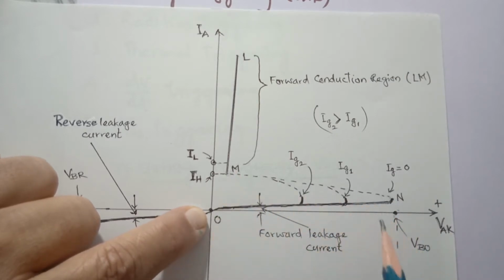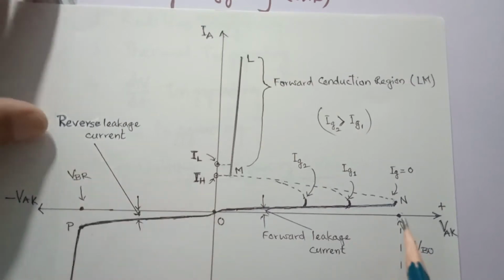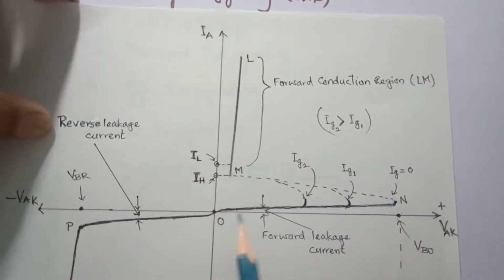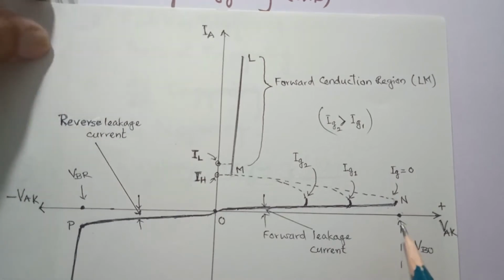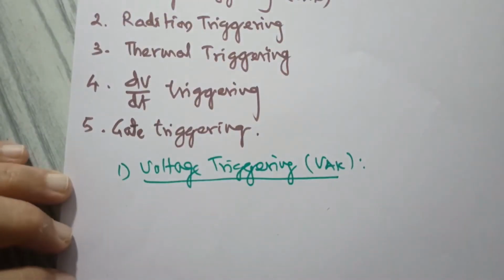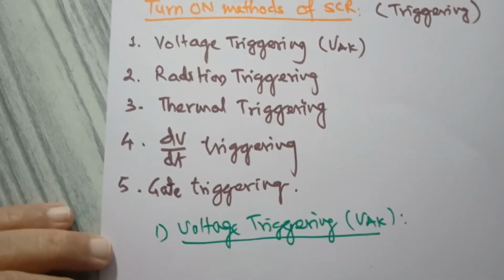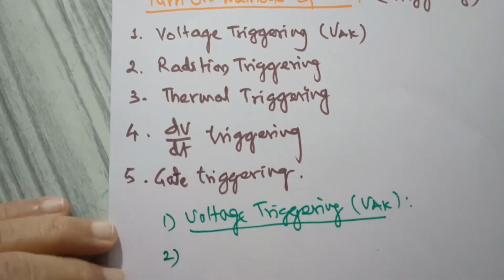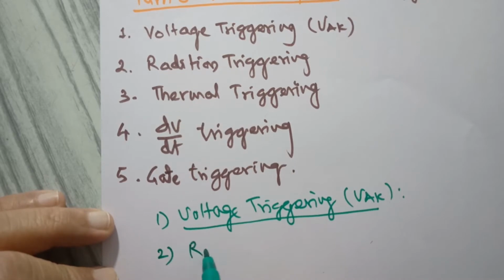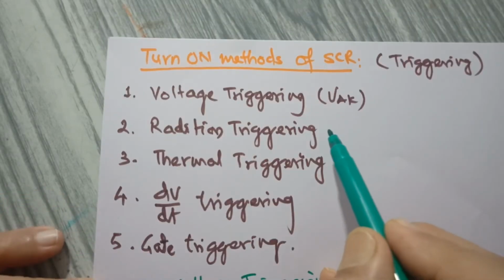So this is a simple technique, but not a convenient one, because you have to increase the voltage to a very high level. This technique is called the voltage triggering method. Then we have radiation triggering.